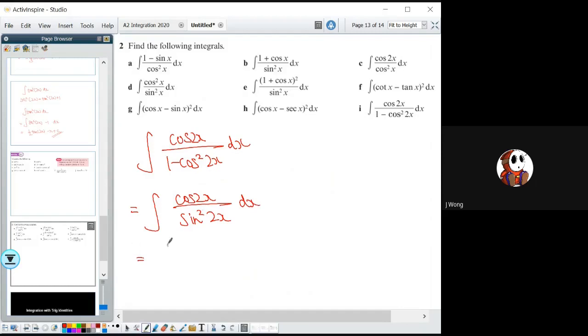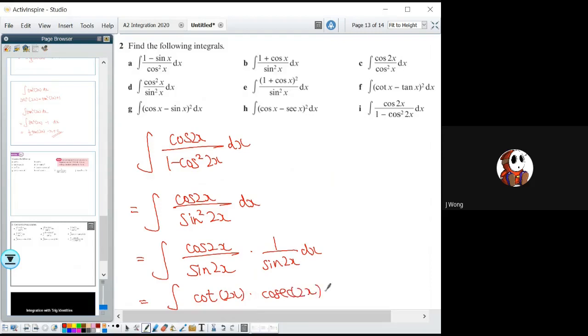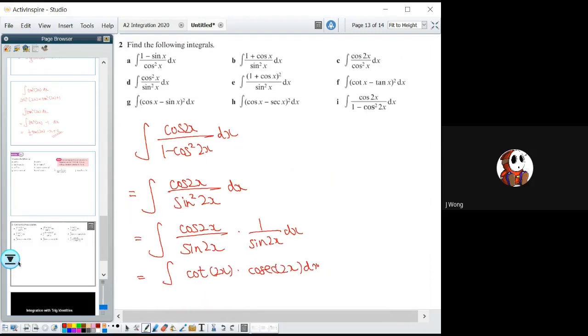And then here we'd like to separate it into two fractions again. You can rewrite that as cot 2x times cosec 2x, and actually it's quite easy to do. It will give me minus a half of cosec 2x.